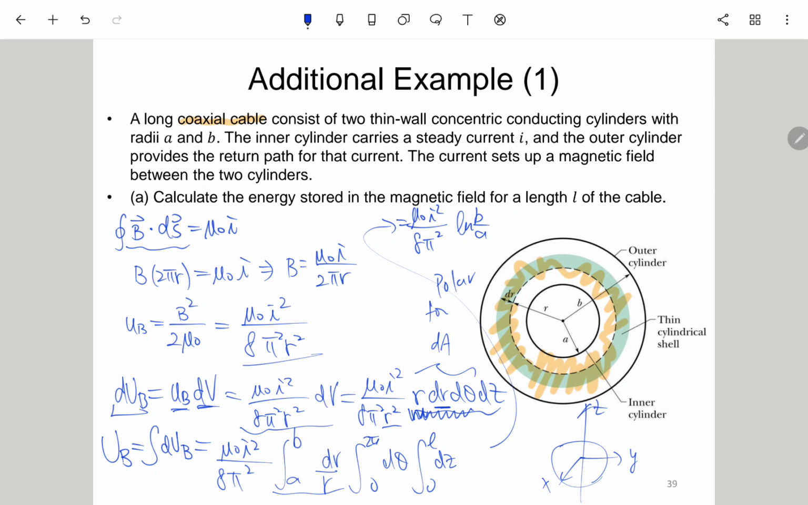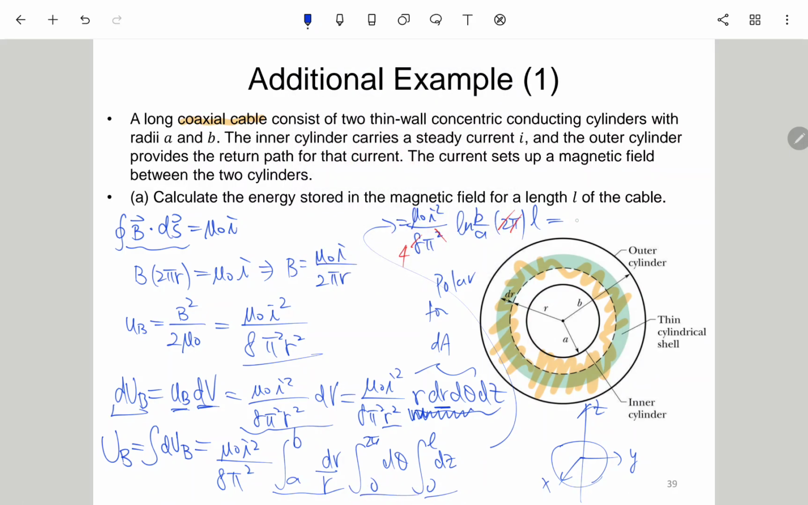This is natural log of b minus negative natural log of a, so this is natural log of b over a. And then this one is nothing but 2 pi, and this is nothing but small l. Okay, so finally we have the closed form expression like this. Then we can do some cancellation. We can cancel this pi with this pi squared, and cancel this 2 with the 4 in the denominator.